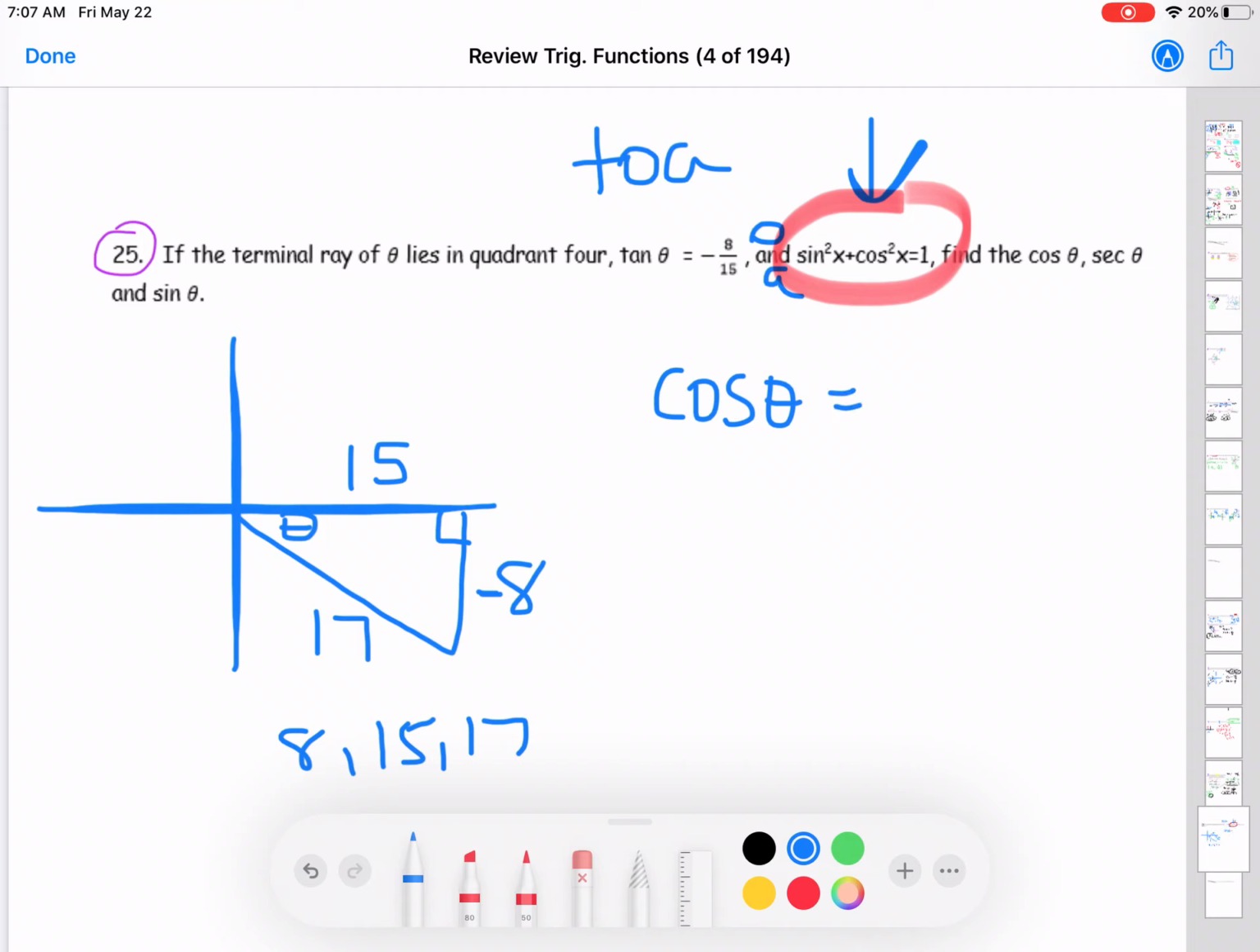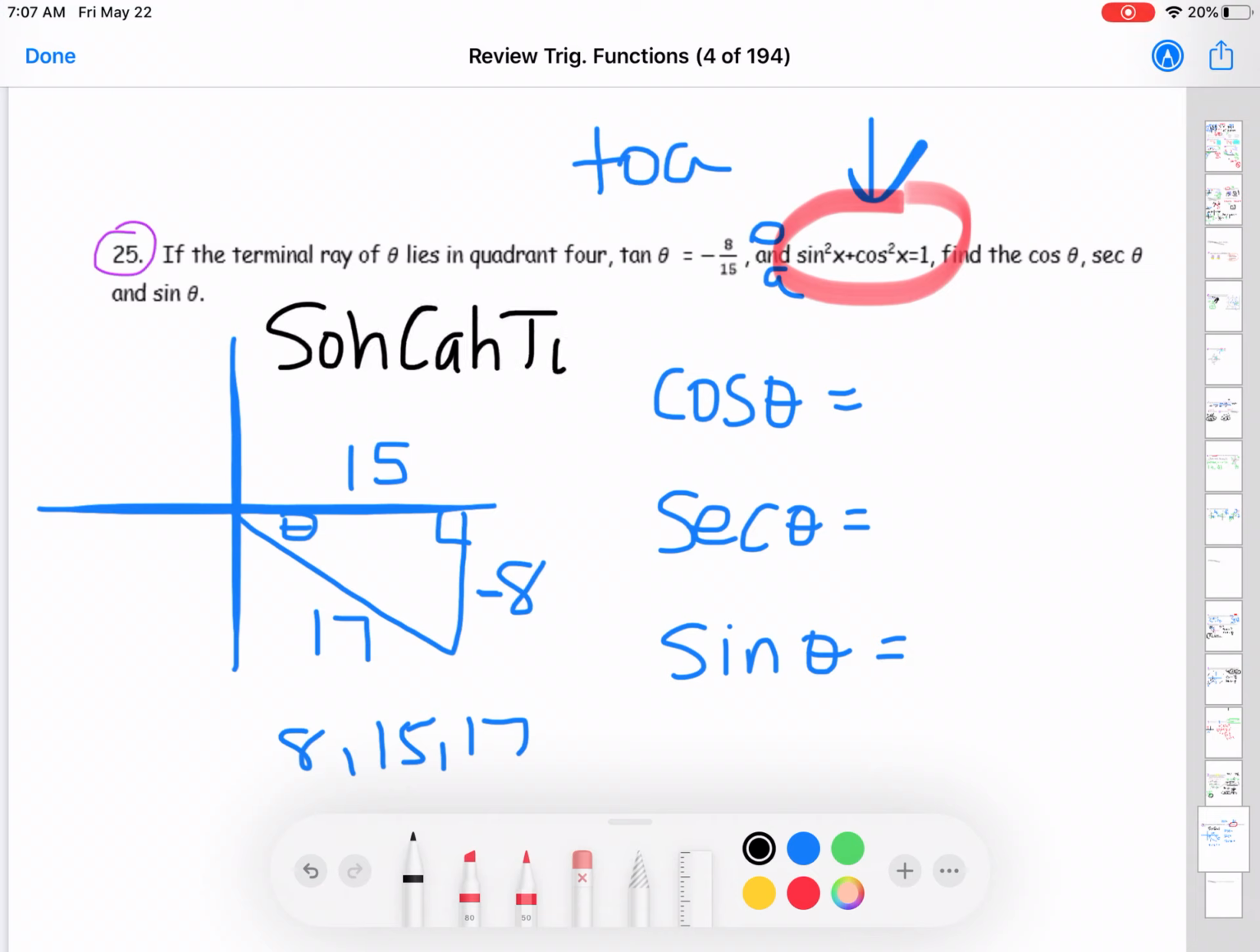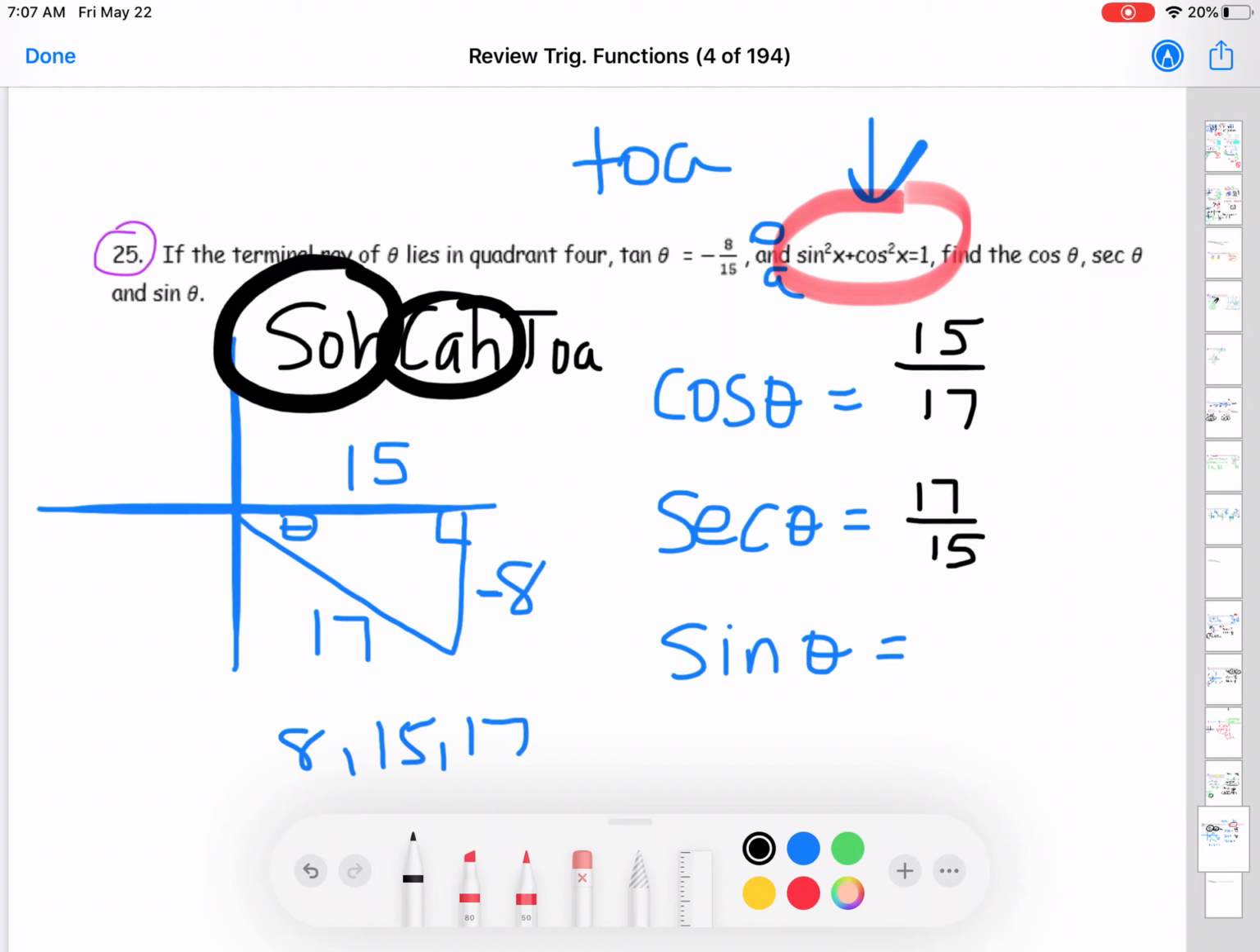All right, they're asking for cos, secant, and sine. Okay, so we'll just use SOHCAHTOA. So cosine is adjacent over hypotenuse, so 15 over 17. Secant is the reciprocal of the cos, and sine is opposite over hypotenuse.